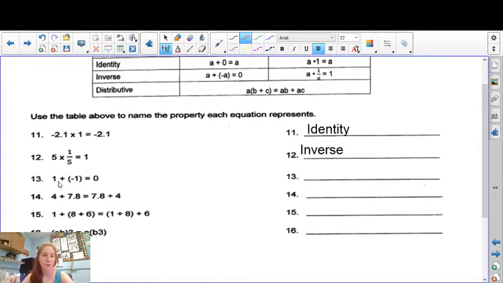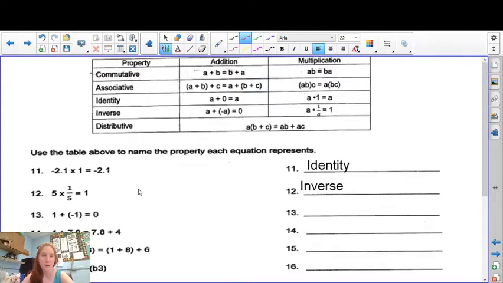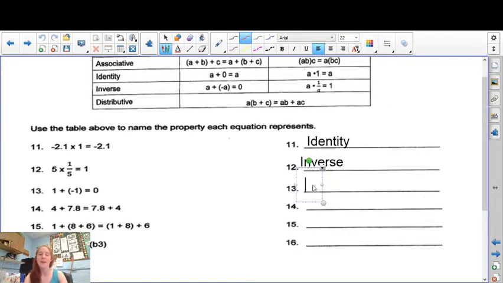Number 13. 1 plus -1 is 0. Alrighty. Well, I know I can't be in the multiplication because I'm dealing with addition, so I need to look in the addition one. Commutative, where I move them around. Nope, they didn't get moved. Associative, which I add in a different order. Nope. Add by 0, I didn't add 0. Hey, but I got 0 as my answer. So a plus negative a is equal to 0. So this one is also an inverse, but it's the additive inverse. And I believe that they want the word multiplicative or additive. So these first two need to be multiplicative.